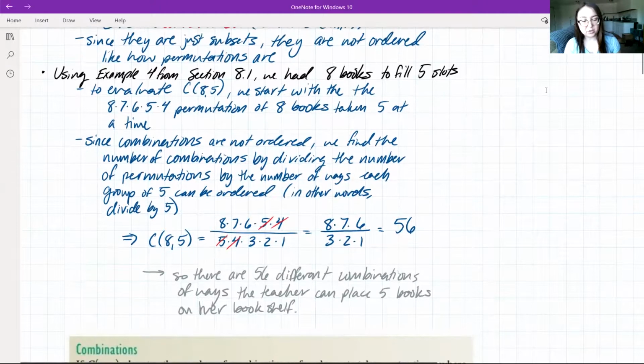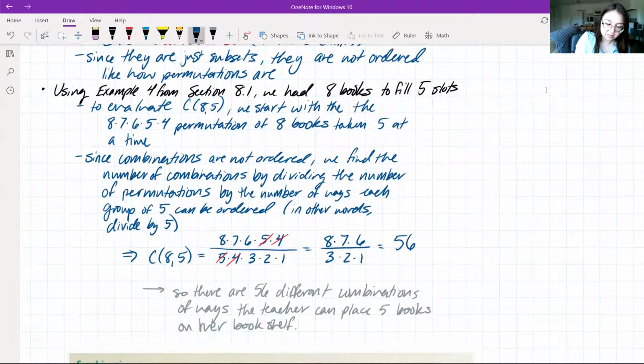Since combinations are not ordered, we find the number of combinations by dividing the number of permutations by the number of ways each group of 5 can be ordered. Or just in other words, we divide by 5 factorial.